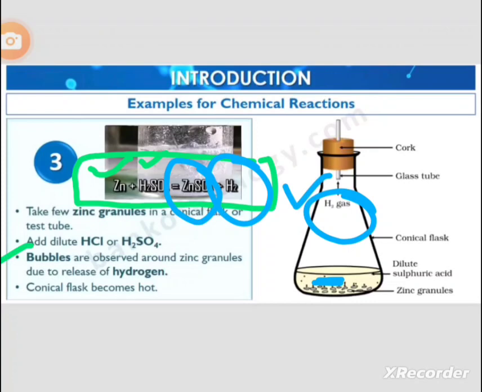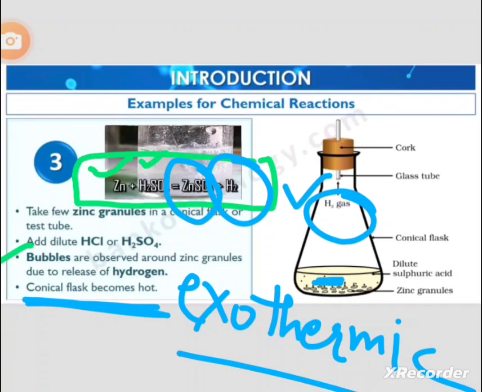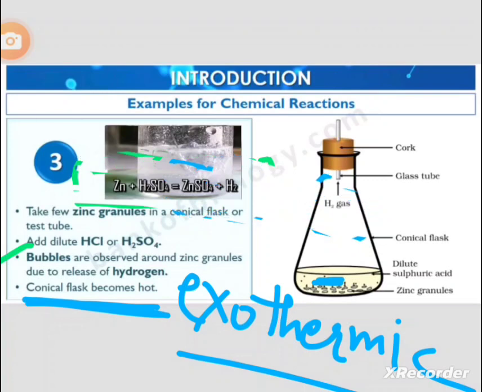And one thing more, the conical flask becomes hot. There are many reactions in nature which give heat along with the products. Those kinds of reactions are called exothermic reactions. Exothermic means they release heat along with the products. So now in this example we have zinc sulfate, hydrogen, and we are also getting heat.